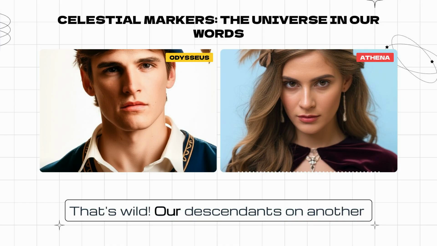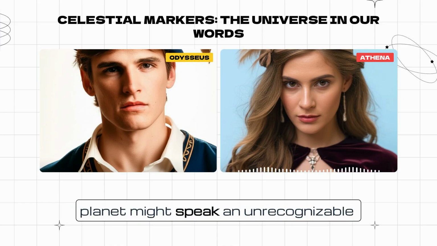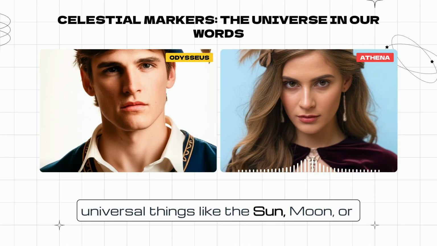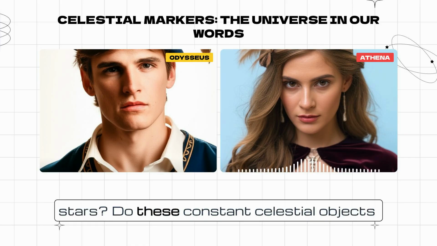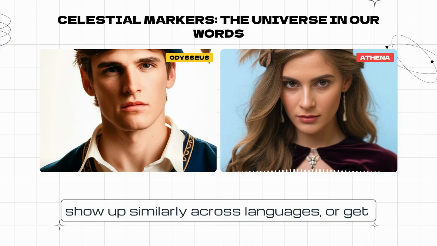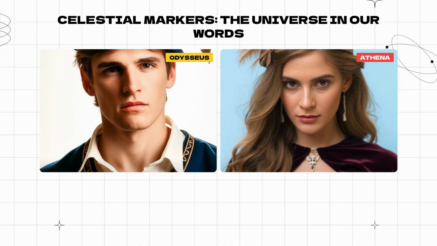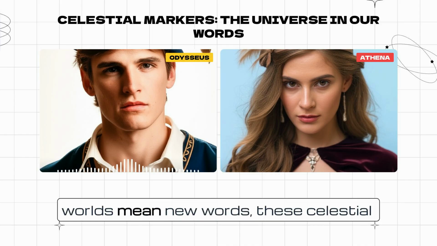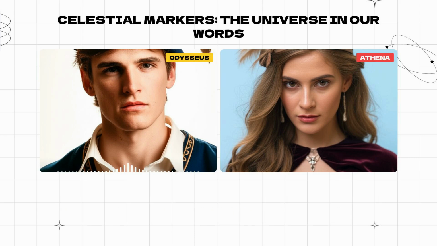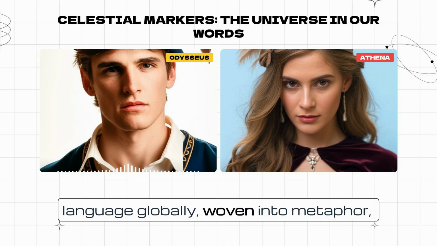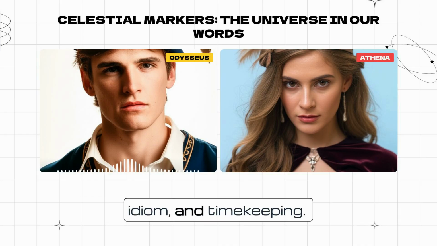Our descendants on another planet might speak an unrecognizable language, but on Earth, what about truly universal things like the sun, moon, or stars? Do these constant celestial objects show up similarly across languages or get unique linguistic treatments? Ah, Athena, an astute observation. While new worlds mean new words, these celestial bodies are fundamental. They permeate human language globally, woven into metaphor, idiom, and timekeeping.